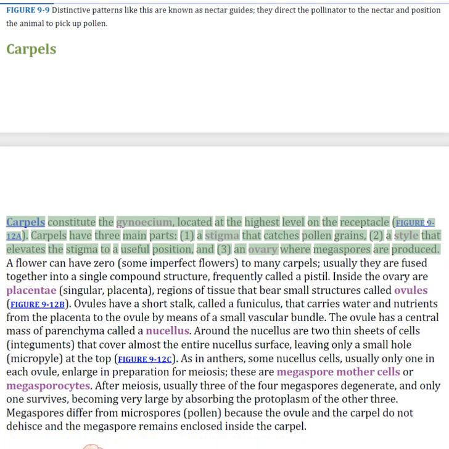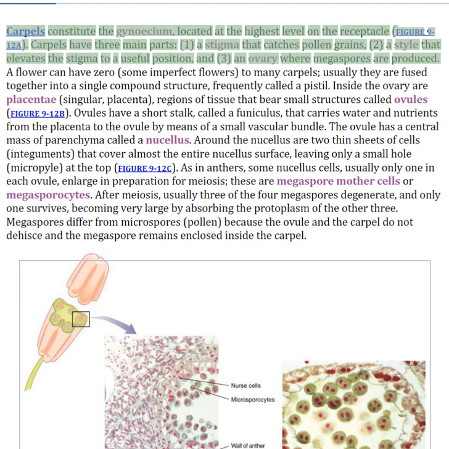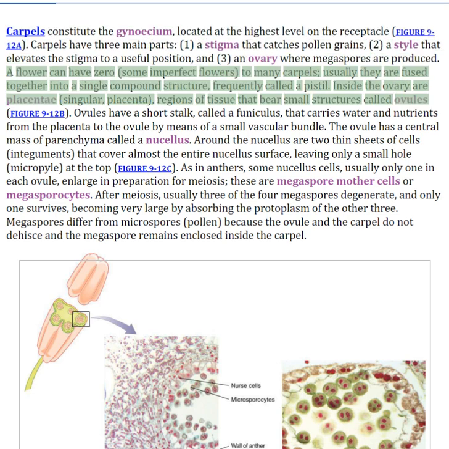Carpels. Carpels constitute the gynoecium, located at the highest level on the receptacle. Carpels have 3 main parts: a stigma that catches pollen grains, a style that elevates the stigma to a useful position, and an ovary where megaspores are produced. A flower can have 0 to many carpels. Usually they are fused together into a single compound structure, frequently called a pistil.